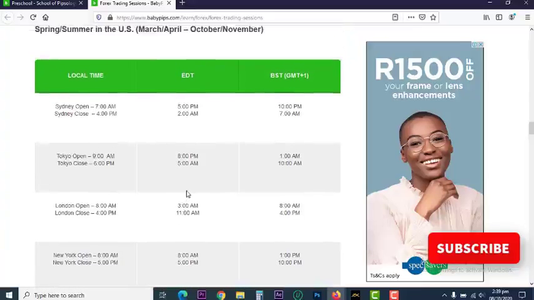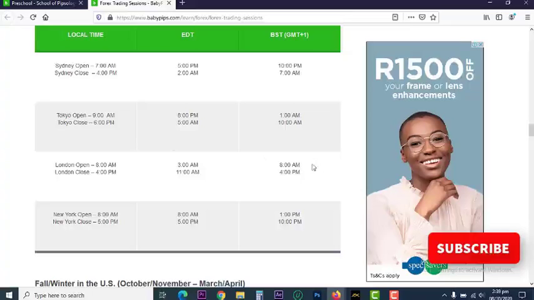The time structure of the Forex market open in the spring and summer in the US, between March and April, and October and November. We have the Sydney open at 7 a.m. and the Tokyo open at 9 a.m., and you can see the chart here. When you're trading, it is important to know the session you're trading on and what time frame it is. We have the GMT time, and we'll have the EDT time. You have to know where you fall, when you wake up and when you're sleeping, and the session you're trading in that particular period or month. So it's very, very important to do this.